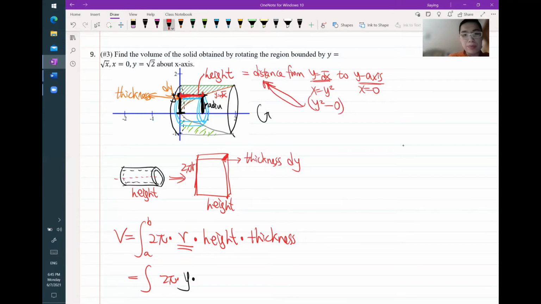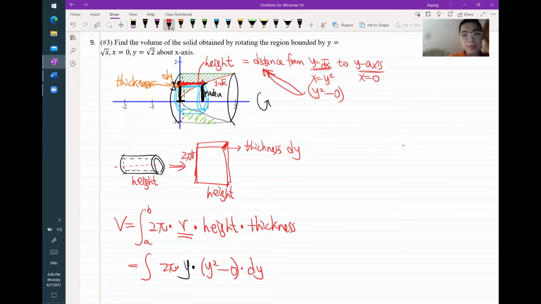It's the distance between the two x values, right? The x value on the left is x equals 0. The x value on the right is x equals y squared. So the distance between the two x values gives me the height of the cylinder. So y squared minus 0. That's the height. And then the thickness is dy, which we talked about at the very beginning.